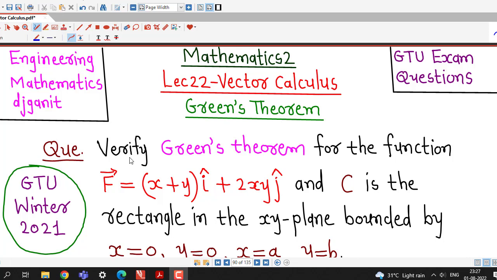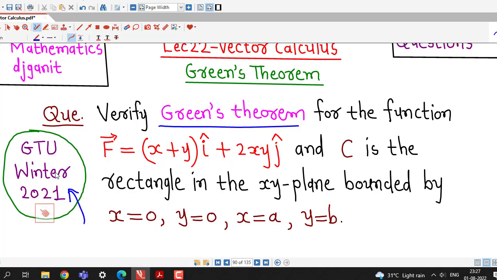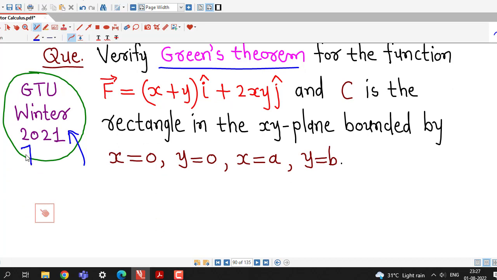In this lecture we will discuss one more question on Green's theorem. This question was asked in GTU Winter 2021 exam for 7 marks.